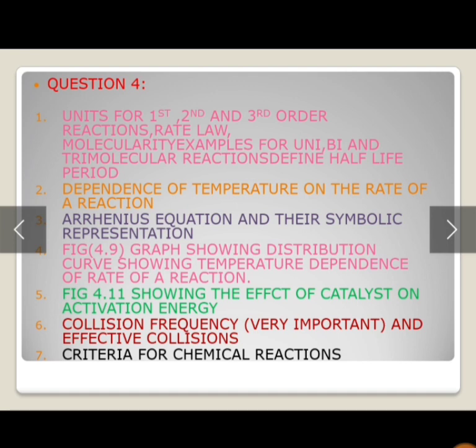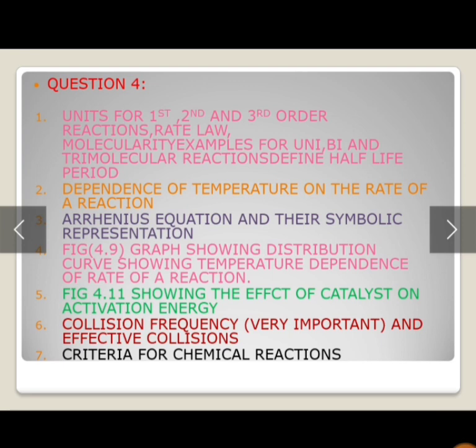This is the most important concept, which might be asked even in competitive exams like CET, NEET, JEE, etc. And next comes the Arrhenius equation and its symbolic representation. They might ask you to write the Arrhenius equation and note down the meanings of each symbol. Next comes the graph showing the distribution curve showing temperature dependence of rate of reaction. In the textbook, it is given as figure 4.9.